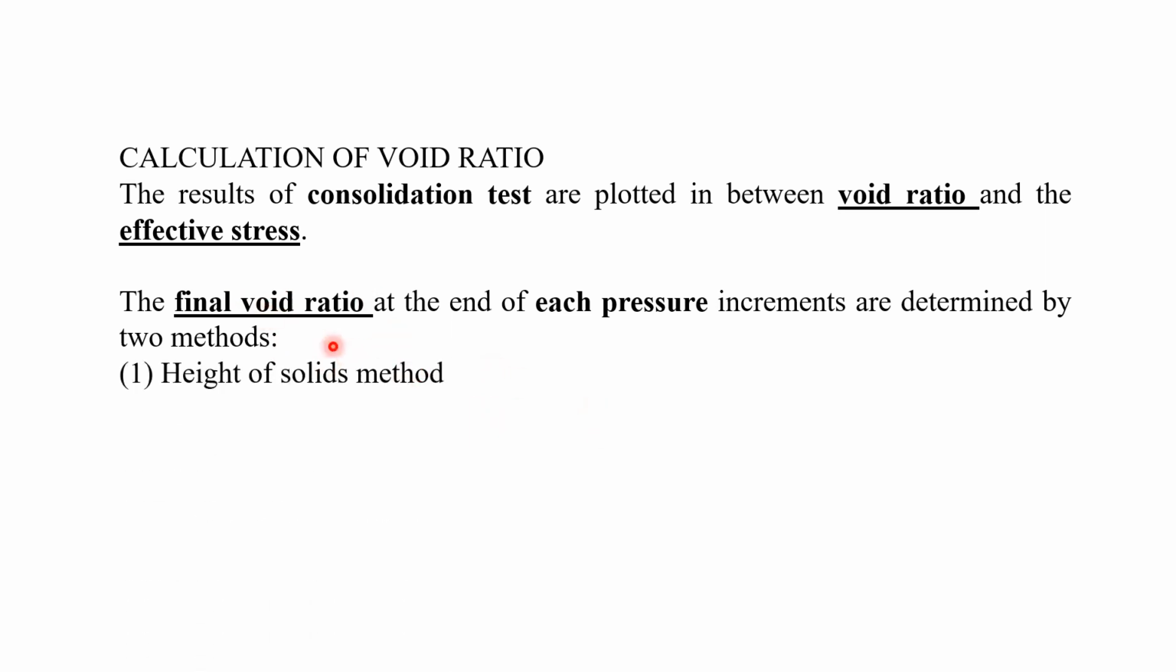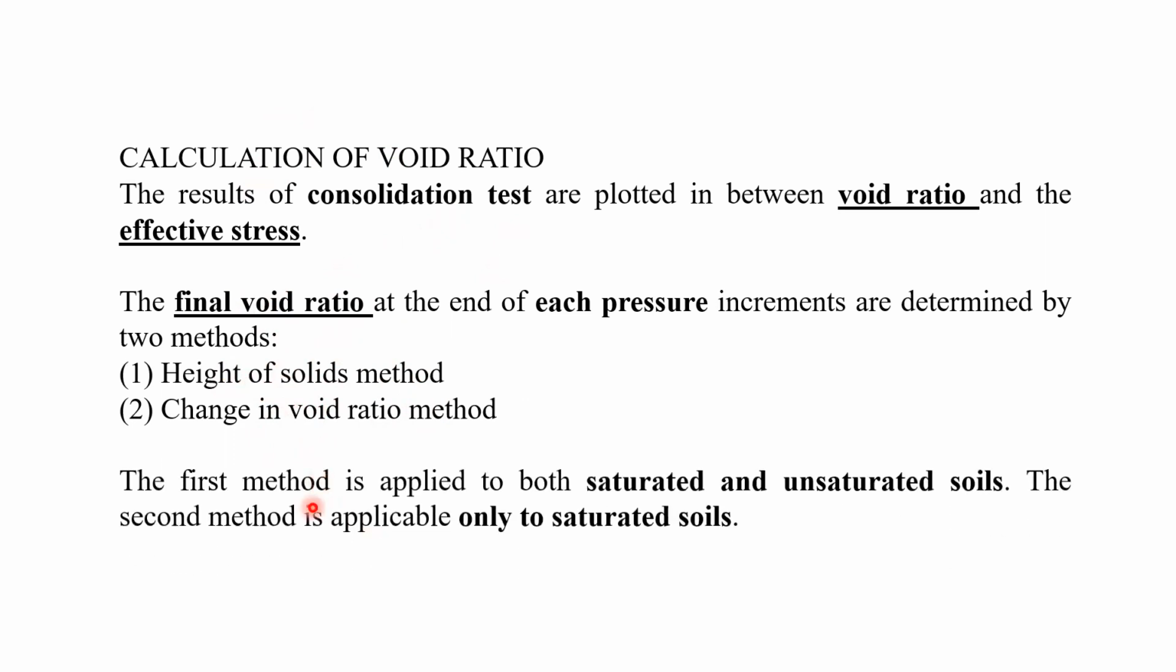To determine or calculate the void ratio, there are two methods. One method is called the height of solid method, and the second is the change in void ratio method. Normally, the first method is used for saturated and unsaturated soils, whereas the second method is used only for saturated soil. So we are going to talk about the height of solid method. By using the height of solid method, how we can calculate the final void ratio.